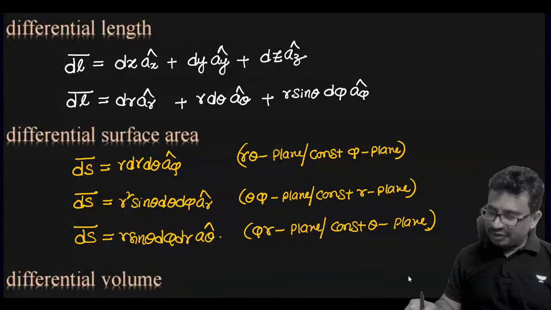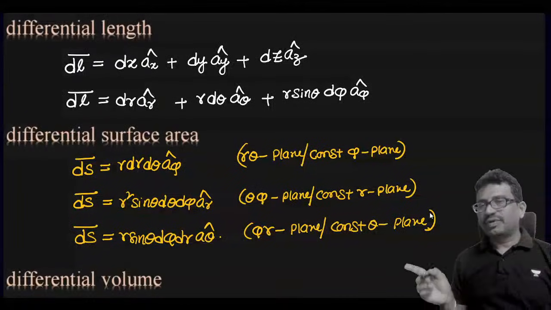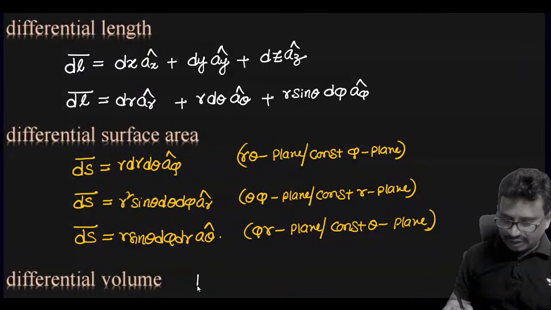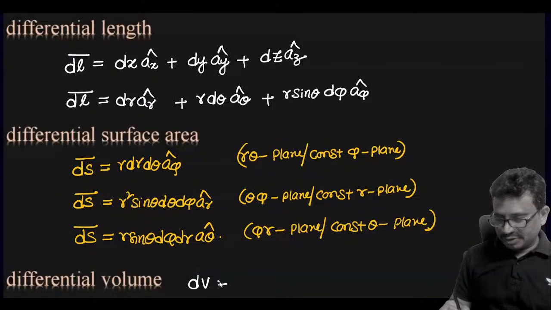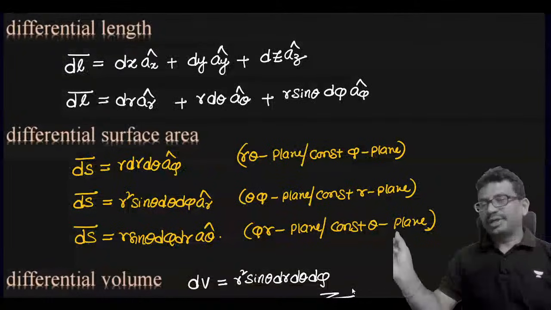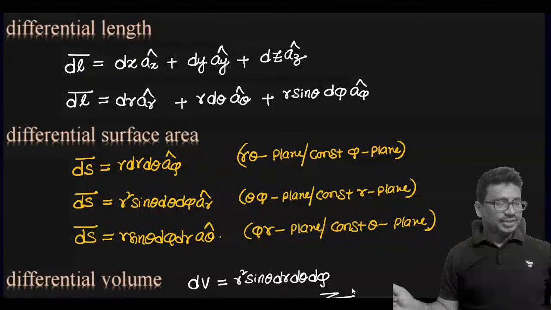And what about differential volume? In the volume case, how many parameters are required? Three parameters are required, so we need to multiply all of them. dV is equal to r squared sin theta dr d theta d phi. Okay, this is the spherical system.